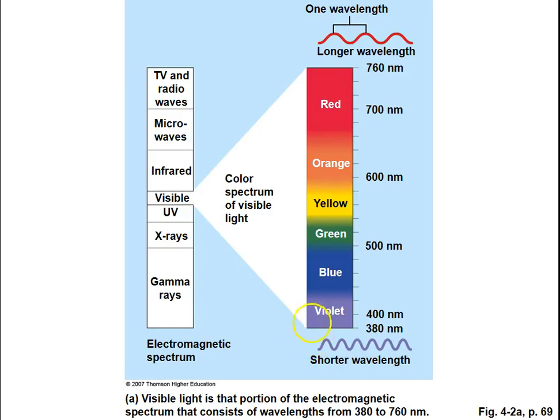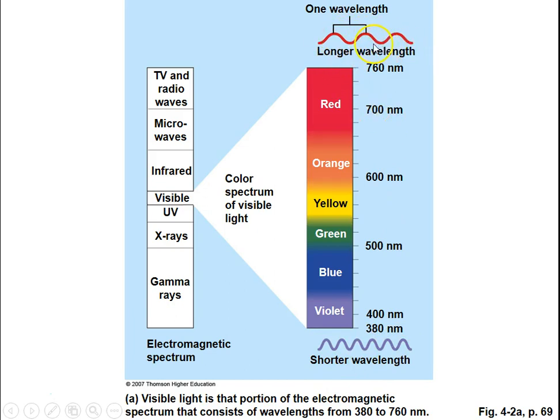So if we look at this diagram right here, you notice up here at the red end of the light spectrum, we tend to have longer wavelengths, 760 nanometers in length, from the peak of one wave to the peak of another wave. Down here at the other end of the visible spectrum, we tend to have shorter waves, about 380 nanometers from the peak of one wave to the peak of another wave. So the shorter wavelengths have more energy, longer wavelengths have less energy.